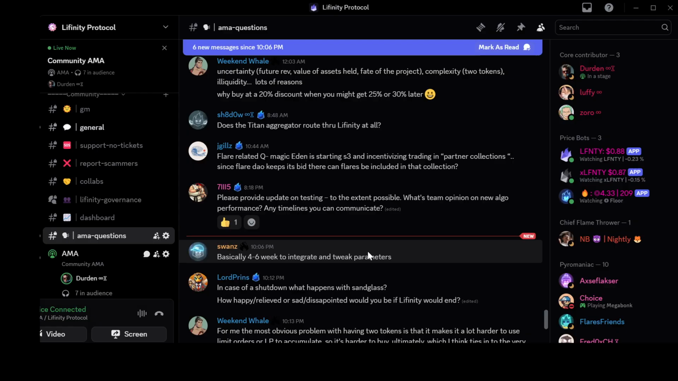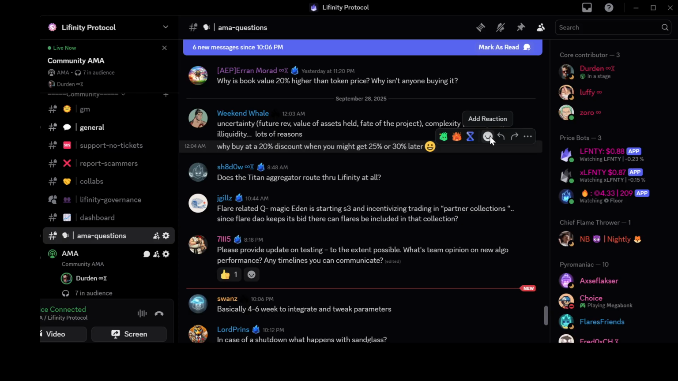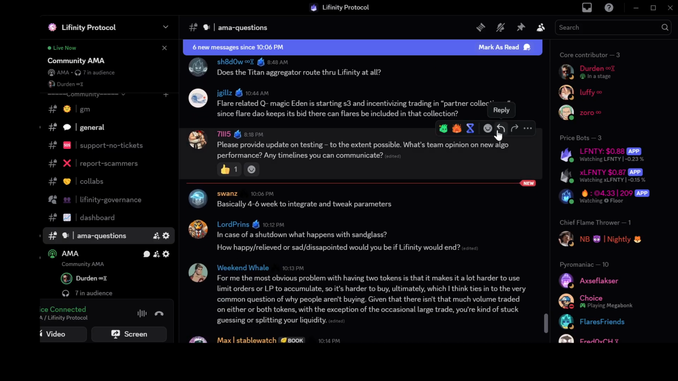All right, Weekend Whale says: uncertainty, future revenue, value of assets held, fate of the project, complexity, two tokens, illiquidity, lots of reasons. Why buy at a 20% discount when you might get 25% or 30% later? So there's some more reasons for you. Shadow asks, does the Titan aggregator route through Lifinity at all? I believe so. I don't have any reason to think they wouldn't. We are integrated, if that's what you mean.